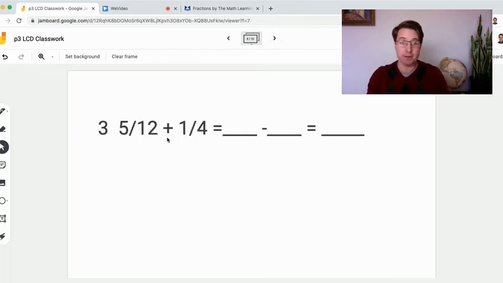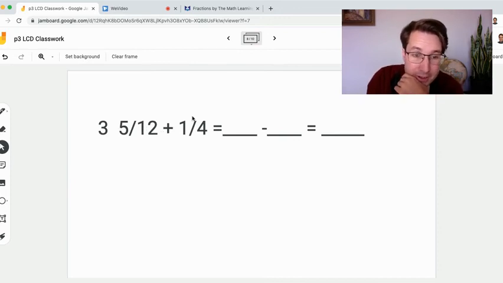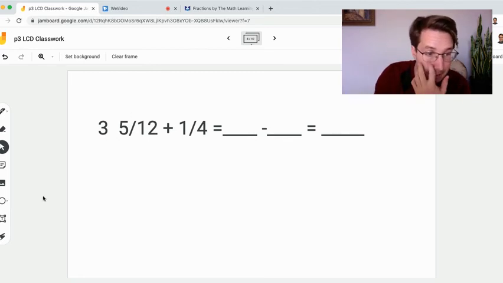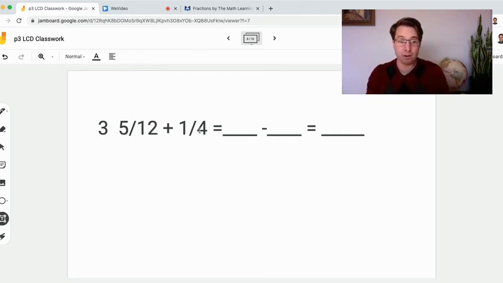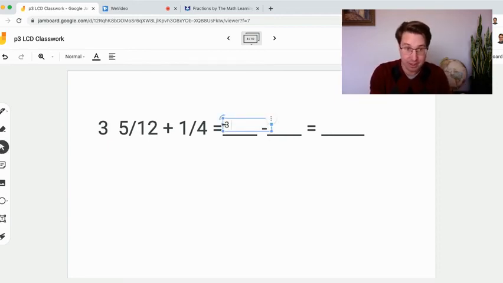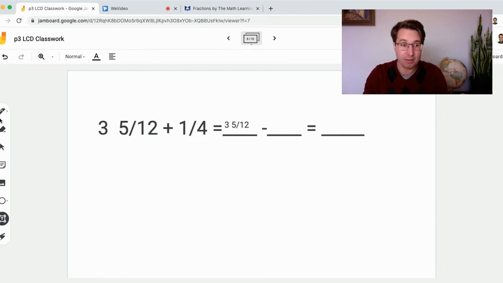Oh my goodness, look at that. 3 and 5/12 plus 1/4. Well, I don't think I'm actually going to turn this into an improper fraction because 1/4 is going to go into this nicely, I think. Let's go ahead. And since 4, pause, you guys do it on your own. Okay, since 4 goes into 12, there's not so much I need to do here. So 3 and 5/12, I'm going to keep that the same. And I only need to change the 1/4.